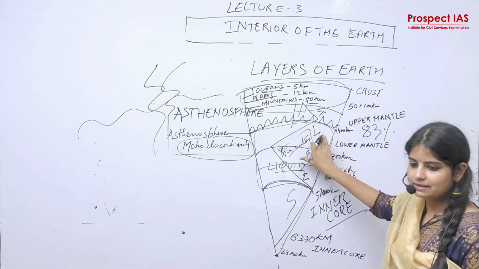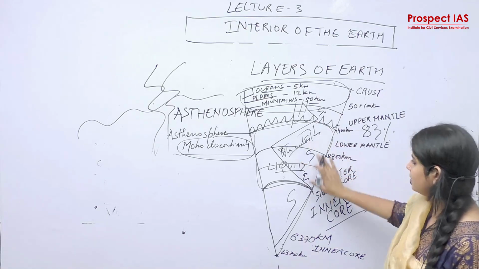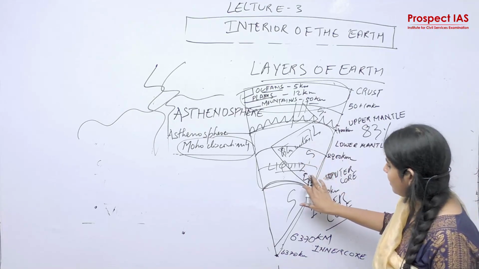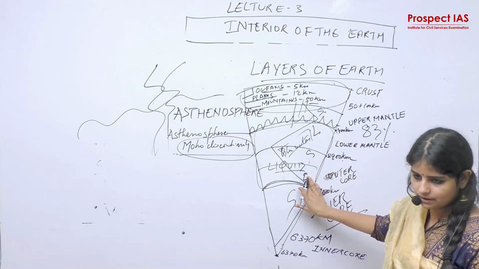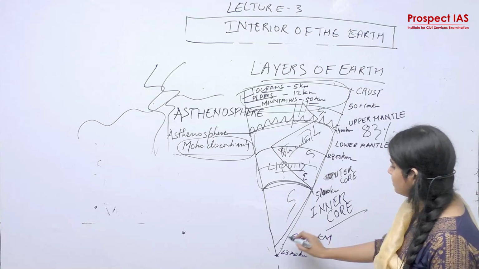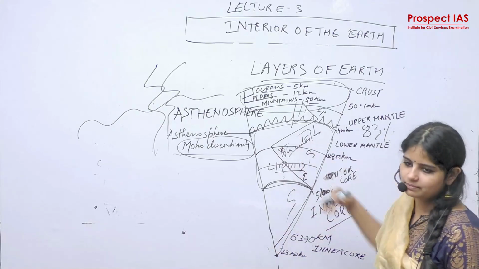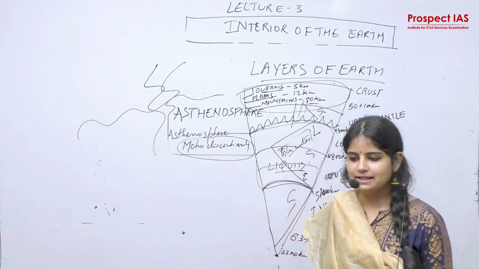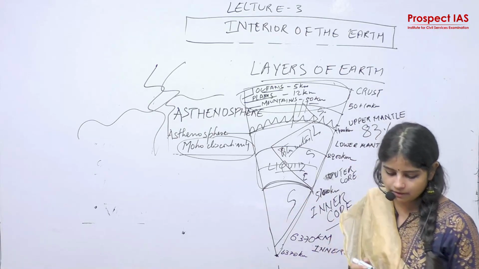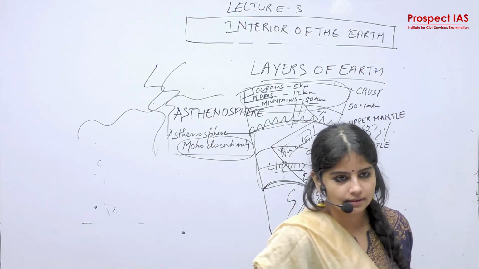Upper mantle, asthenosphere, is liquid. Then the lower is in solid state. And then the upper is in liquid state, the outer core. And then the inner core is in solid state. So I used to use the zigzag form. Basically it was my hack for UPSC, the zigzag form of understanding the layers of the interior of the Earth.